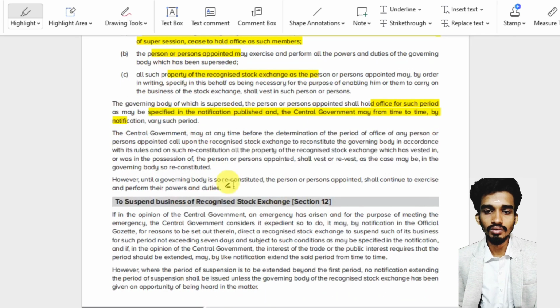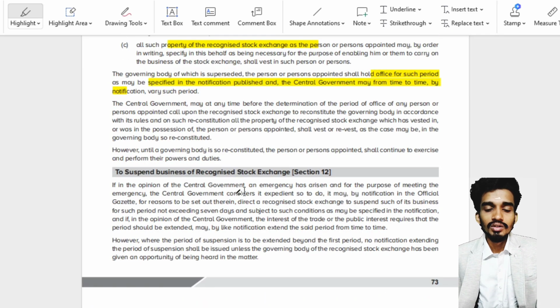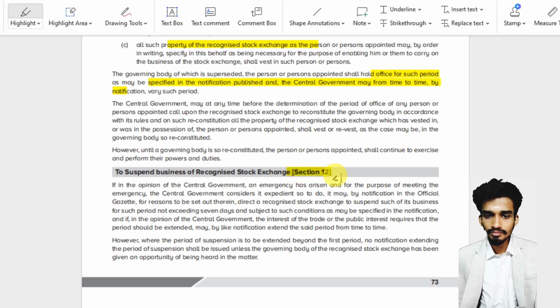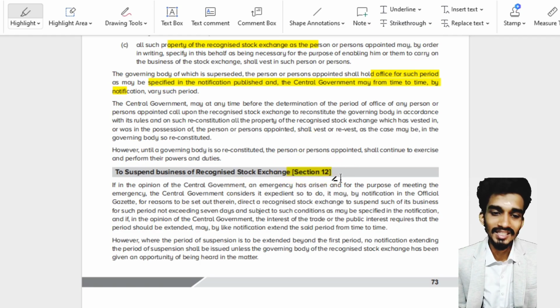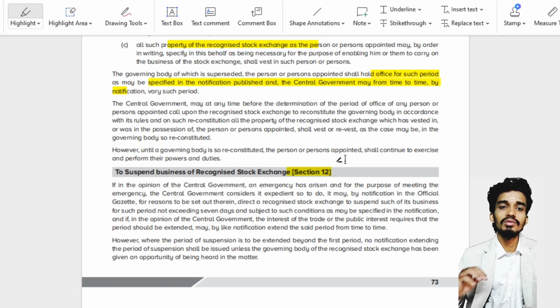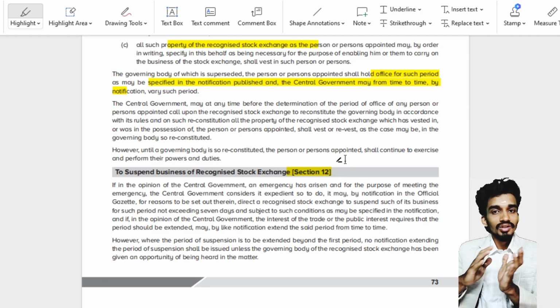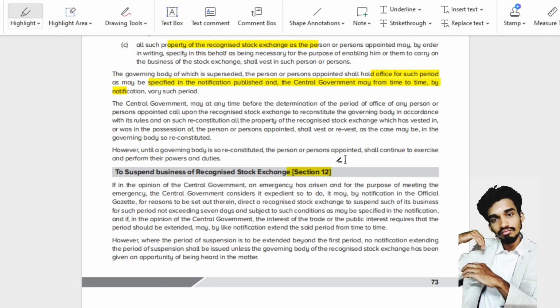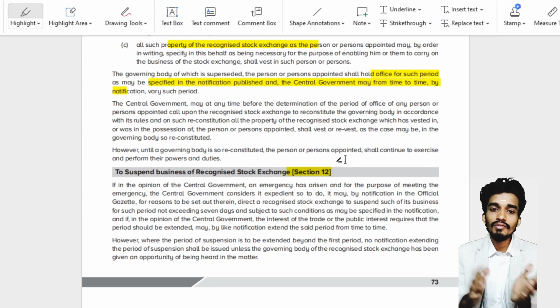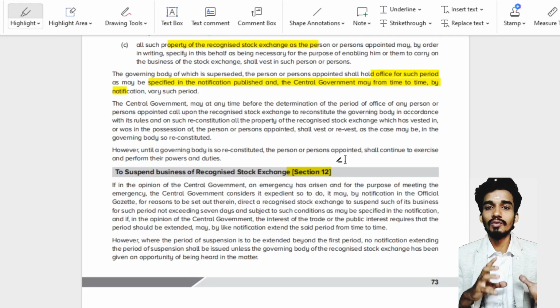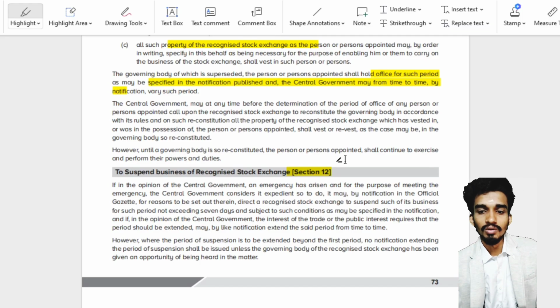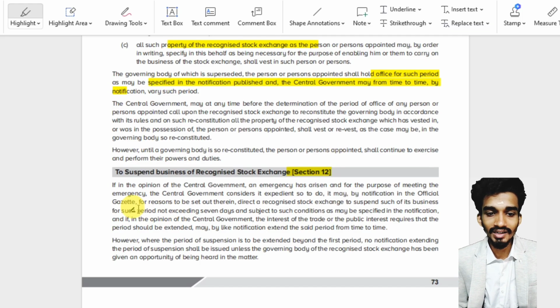Okay, so that finishes it. So next one is your section 12. Section 12 is about suspending the business. So before supersession, which is your ultimate, that is your major last step, the exchange can also be suspended for a temporary period. Generally it is for not exceeding 7 days.